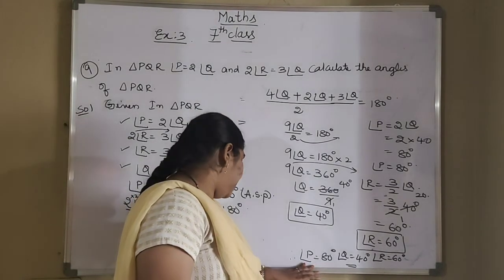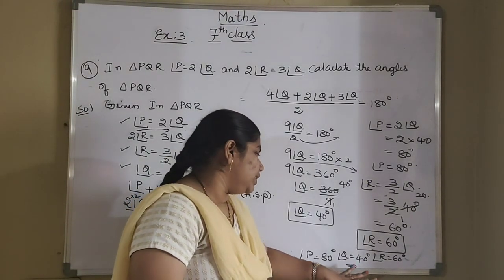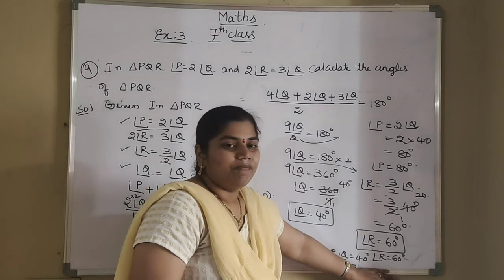So therefore angle P is 80 degrees, angle Q is 40 degrees, and angle R is 60 degrees.